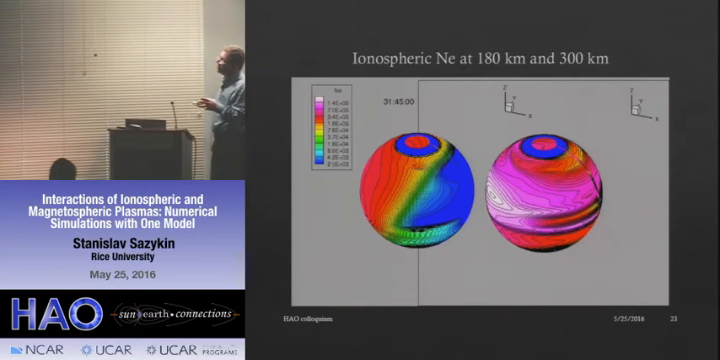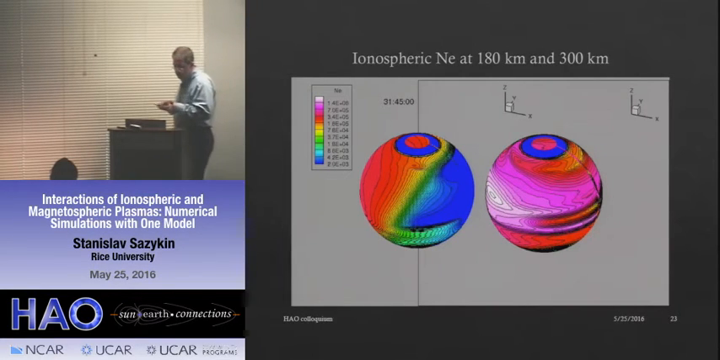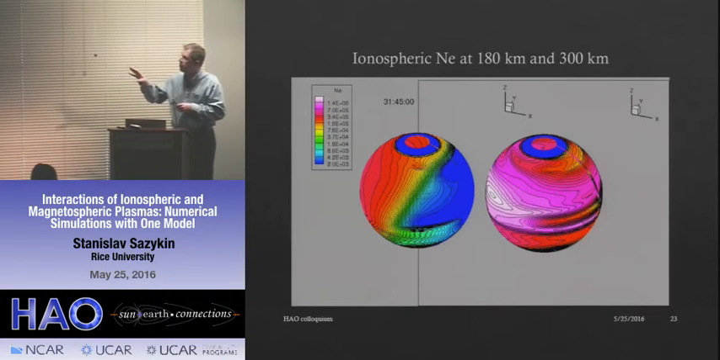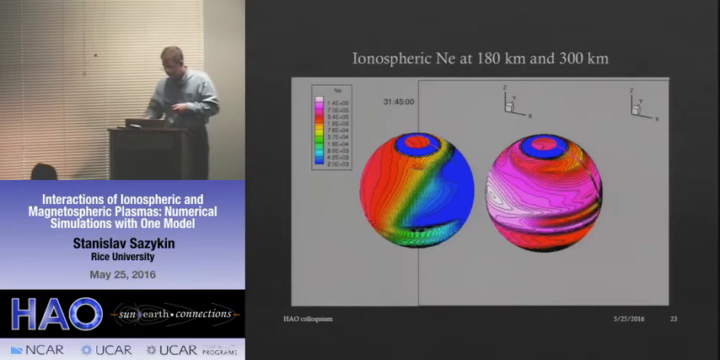And then later in the storm, you also see the trough. There's a mid-latitude trough that develops, and it gets more and more depleted as the time progresses. Okay, so that gives an overall idea of what the model predicts. So what I'm going to do is take these simulation results and put a virtual satellite through them along the ISS trajectory and just sample the solution.